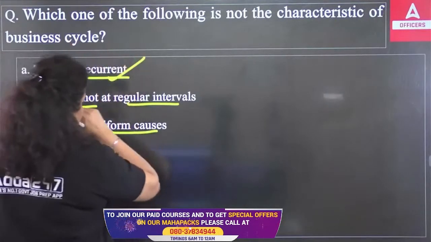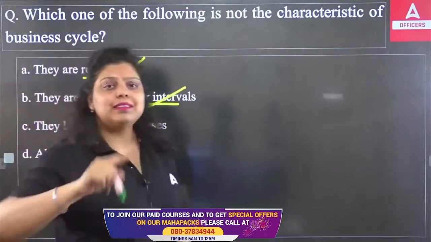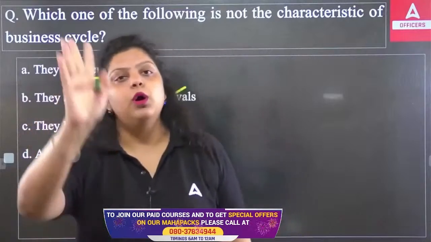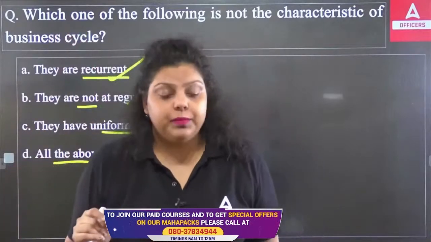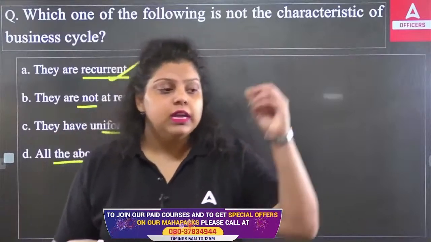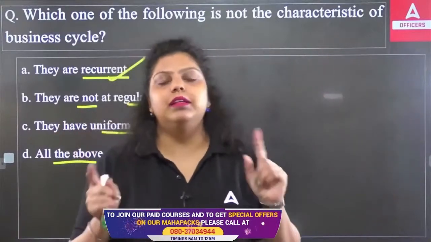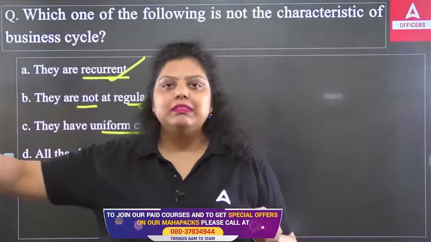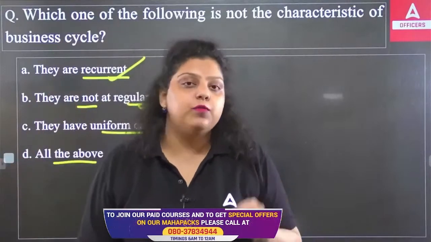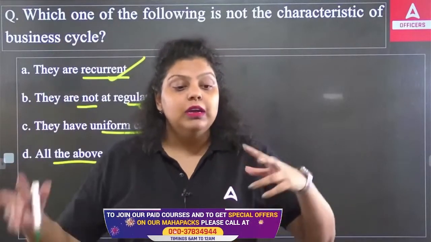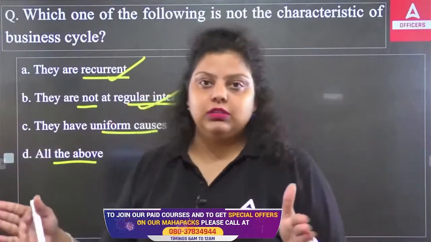They are recurrent. They are not at the regular intervals. You can't say that there is a boom in the economy for 4 years. Confirm 4 years will be there, confirm 2 months will be there, confirm 15 months will be there. You can't decide the interval. All this business cycle goes on as per the market forces, the demand and supply. So you can't give a particular interval to such a situation.